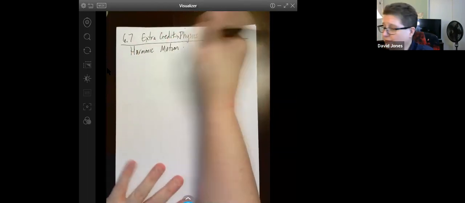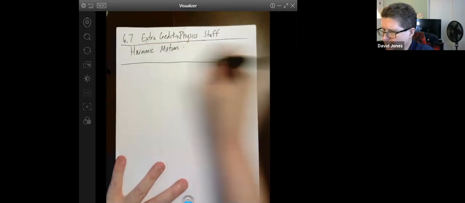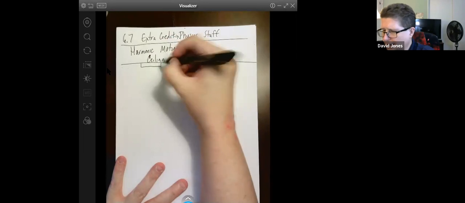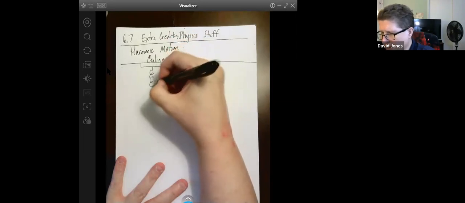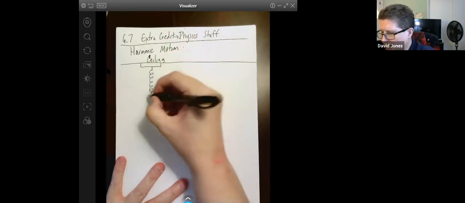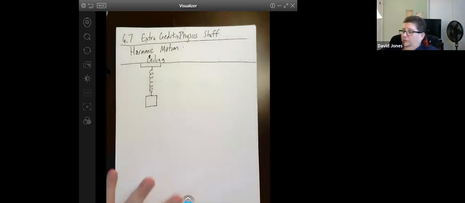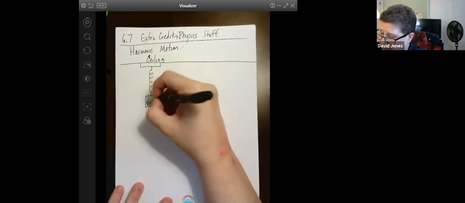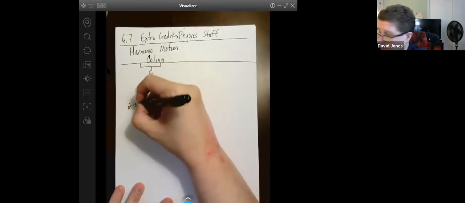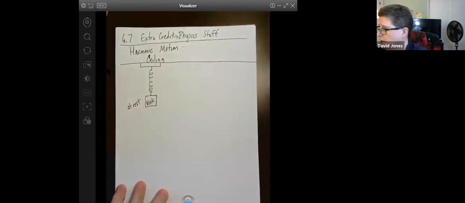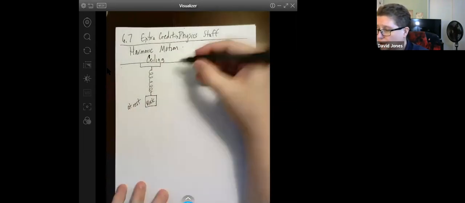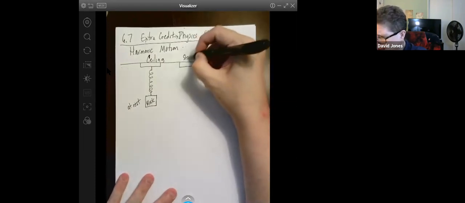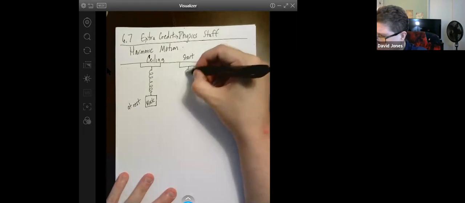So this is what we have. I've got a ceiling, and from the ceiling I have a spring going down. It's holding a block up, and it's at rest. So this is my block. What I'm going to do is pull it down. So I start off, I extend it down.